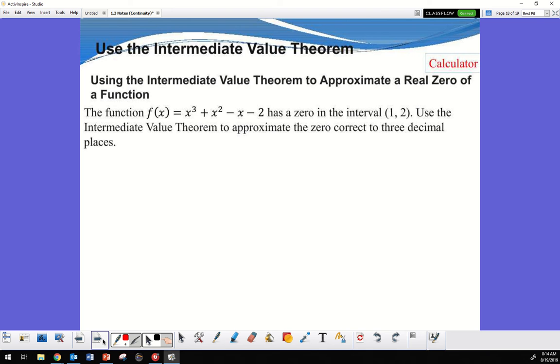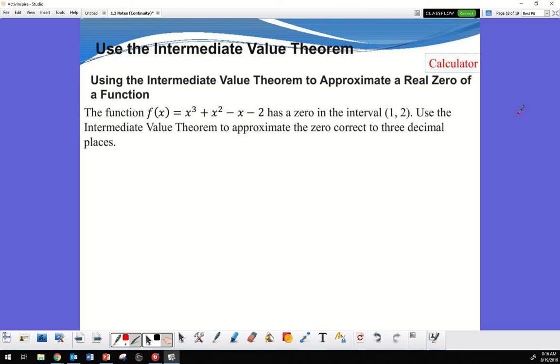Okay, now to approximate real zeros of a function that has a 0 on the interval. You guys get calculators here. All right, so using the intermediate value theorem, approximate the real 0 root of this function right here, correct to 3 decimal places. Okay, this one kind of sucks. I really hate these problems, but they work out, and I'll show you why.